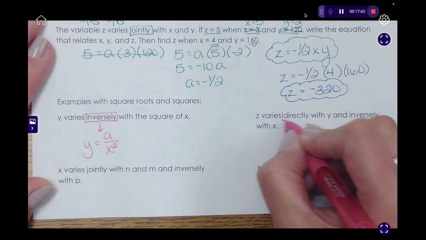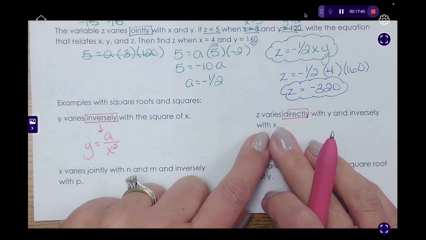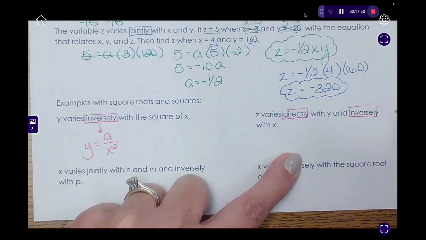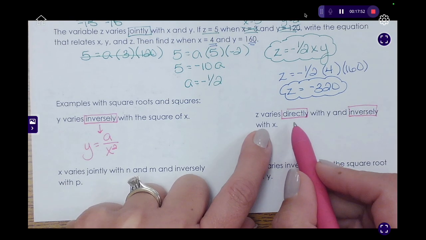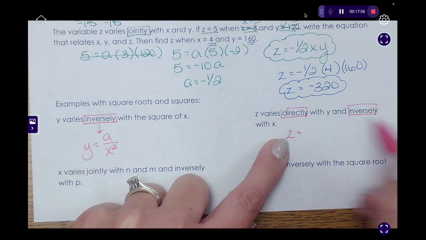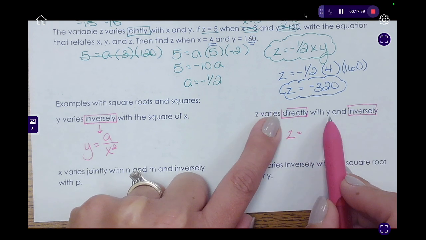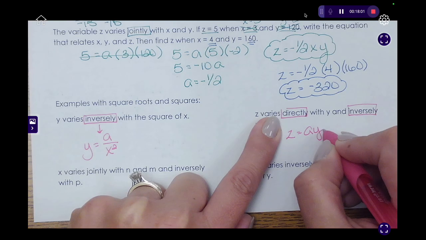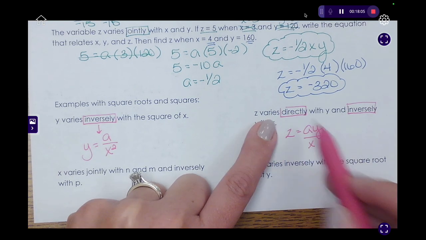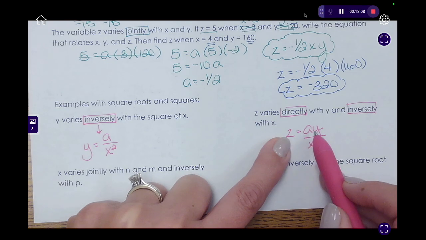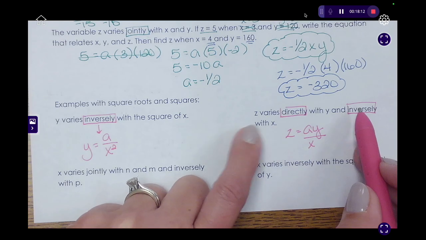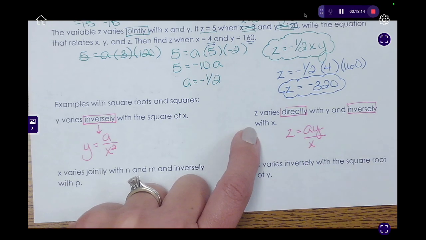Okay, here, if it says z varies directly with y and inversely with x. Okay, so directly means I'm multiplying by your a value. So this is always going to be the equals. So directly, that means this y is being multiplied by your a. Inversely means you are dividing. So anytime, again, with direct variation, I should have the multiplication. So if it varies directly with y, that means I'm multiplying times a. The inverse means I'm dividing by x.